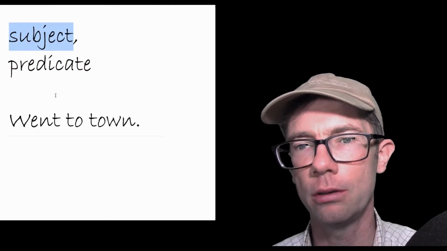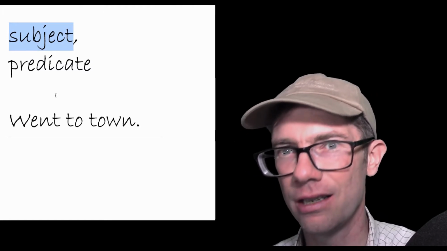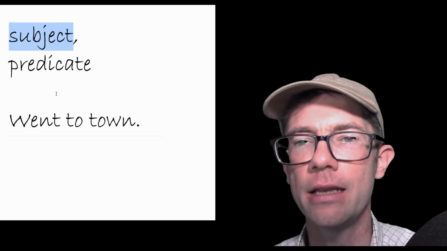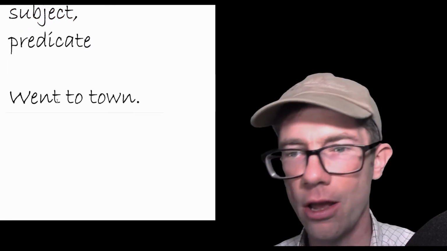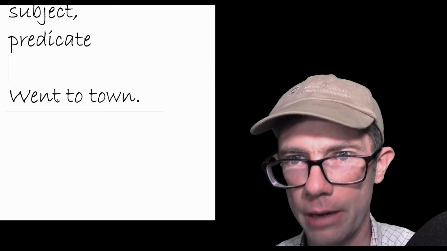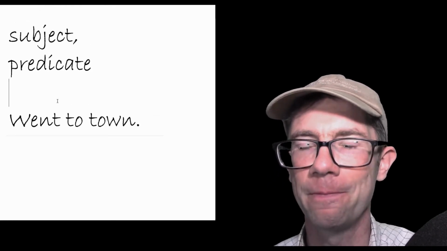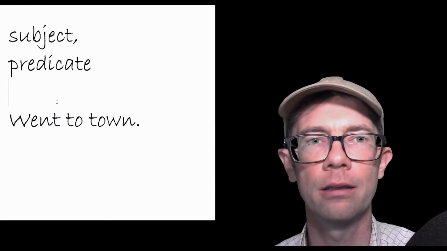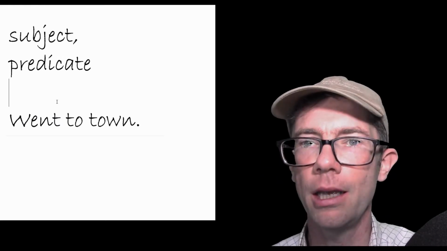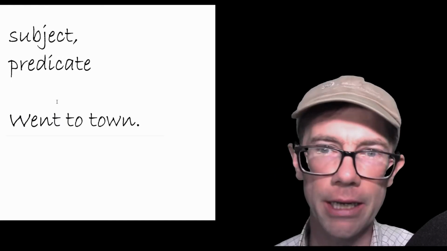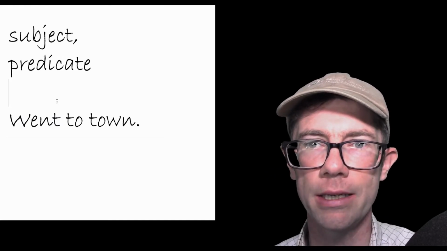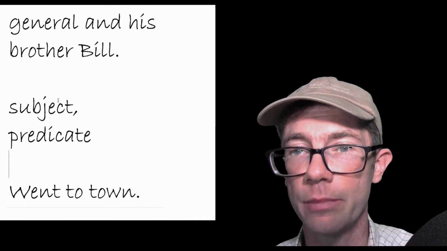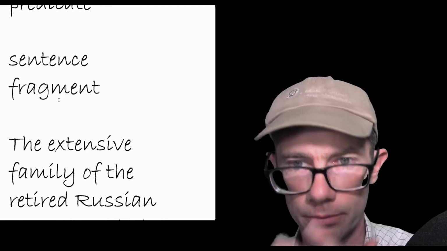What do we call a sentence that's not a sentence that is missing either a subject or the predicate? It's called a sentence fragment. Went to town is a sentence fragment. All right. Once again, two parts of a sentence that are needed for the sentence to be a sentence, the subject and the predicate. If a subject is missing or the predicate is missing, what is the sentence that's not a sentence called? It's called a sentence fragment. It's up here somewhere. Sentence fragment.